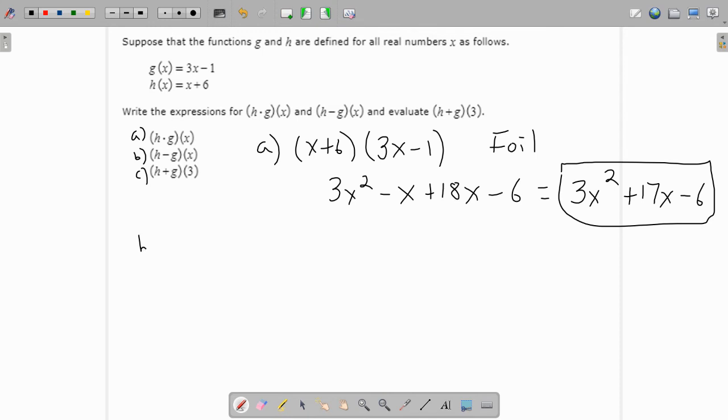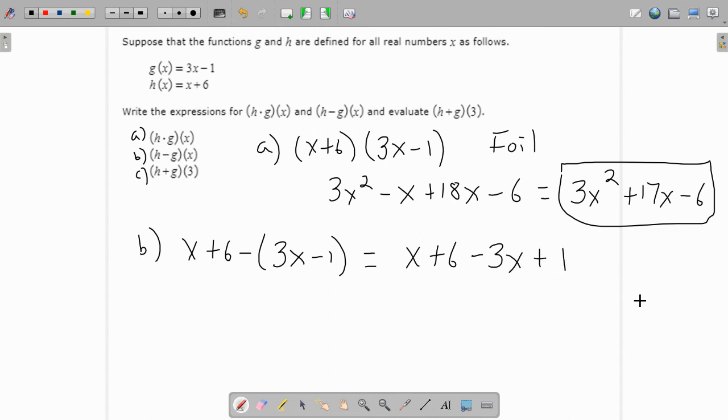Okay. B, h minus g, x plus 6 minus, we're going to have to distribute here, 3x minus 1. And if you can do some of this stuff in your head, I'm okay with that. So distribute the negative 1: x plus 6, negative 1 times 3x is minus 3x, negative 1 times negative 1 is plus 1.